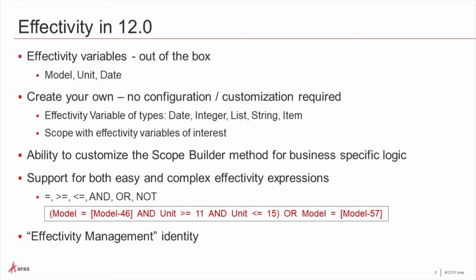We support both easy and complex effectivity expressions, and the way we support it is through the Boolean operators. We support equals, greater than or equal, less than or equal, combined with and, or, and not operators. Here on the screen I have an example which represents that this is effective for model 46 for units 11 to 15. Also for model 57.